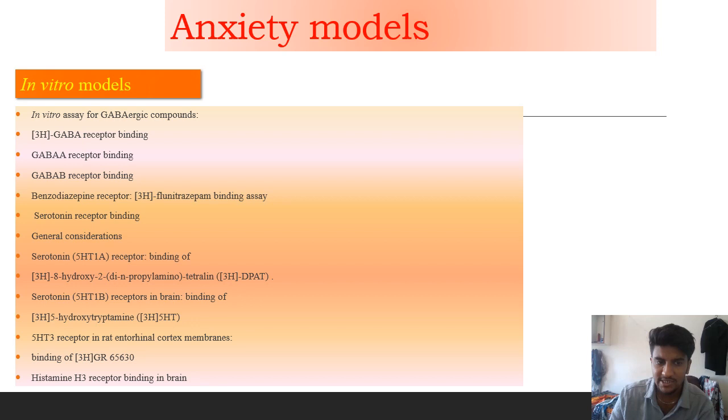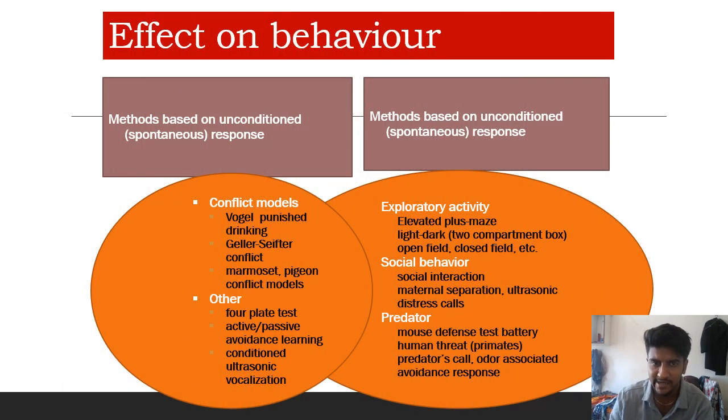Then moving on, we have anxiety models. As I mentioned before, anxiety usually deals with serotonin and GABA receptors. So there are a lot of receptor binding assays: serotonin binding assay, GABA binding assay, benzodiazepine binding assay. Besides this, we can check conflict models. We can check exploratory activity, social behavioral or predatory activity. There is odor induced anxiety as well. So if there is a foul odor, there will be development of anxiety.